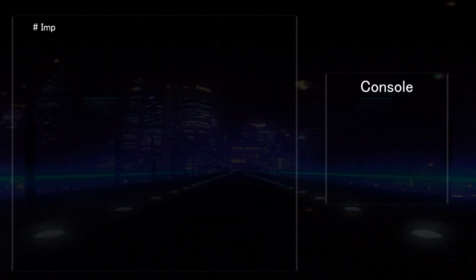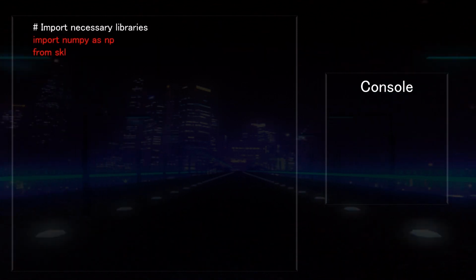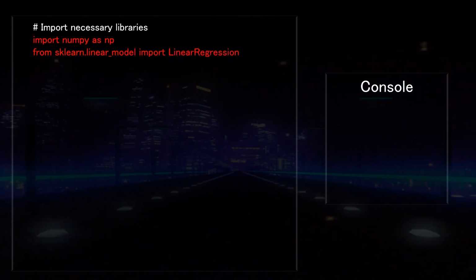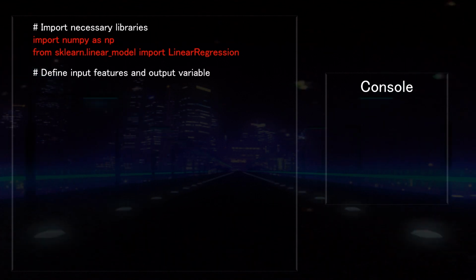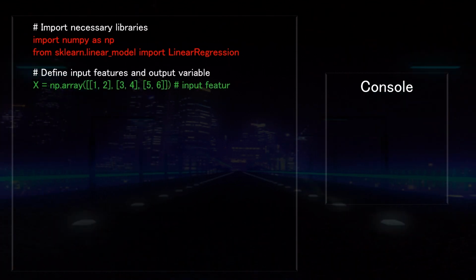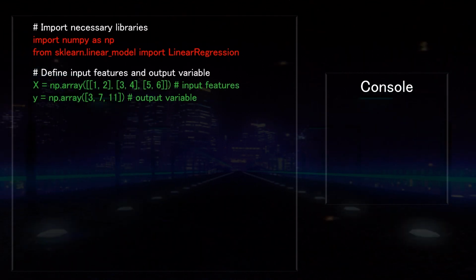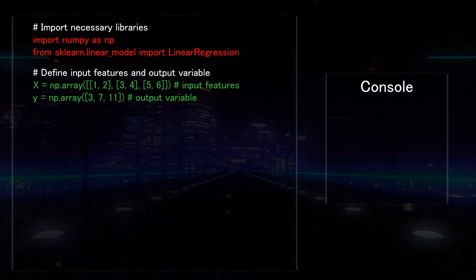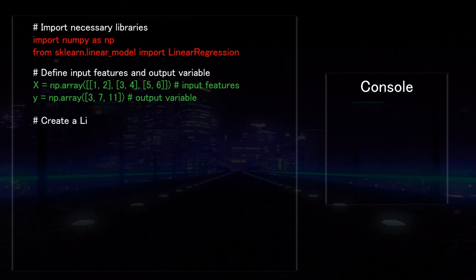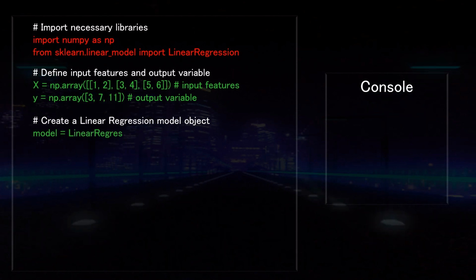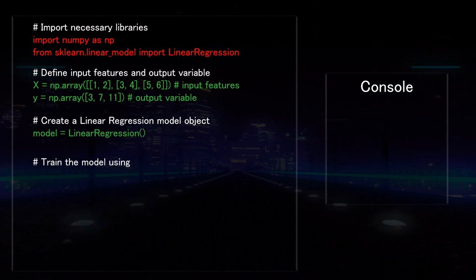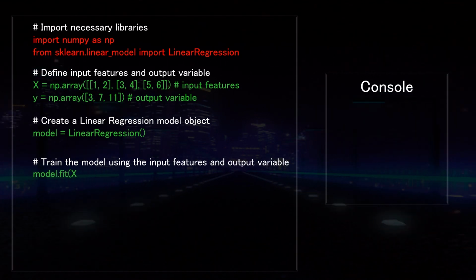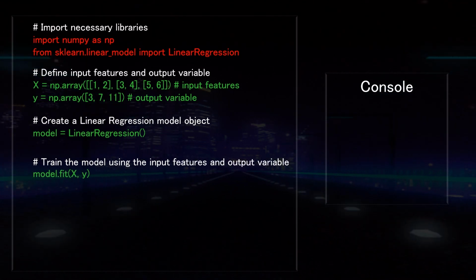Let us quickly create one model using Python. We start by importing the required libraries of NumPy and scikit-learn's Linear Regression module. We define our input features, x, as a 2D NumPy array with 3 rows and 2 columns, and the output variable, y, as a 1D NumPy array with 3 elements. We create an instance of the Linear Regression class and assign it to the variable model. We use the fit method of the model object to train the model on our input features and output variable.